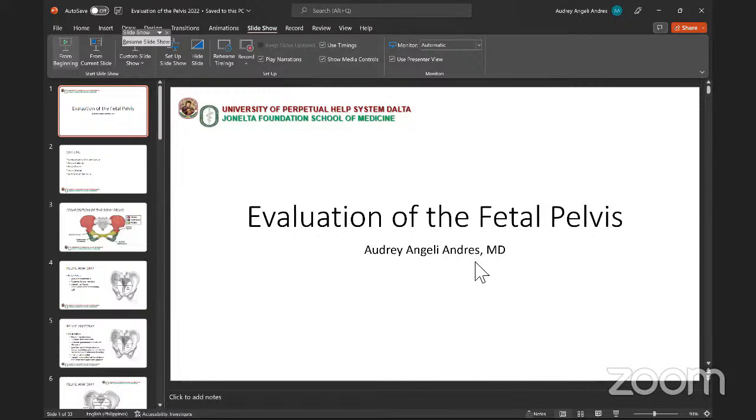As you can see, the important part of this hole is that a fetus could traverse that passageway. The most important would be your diagonal conjugate because it's the only anteroposterior diameter that can be measured clinically. This is the distance between the lower border of your symphysis pubis to the midpoint of your sacral promontory. This measures approximately 12 centimeters. Some would say 11, some 11.5.